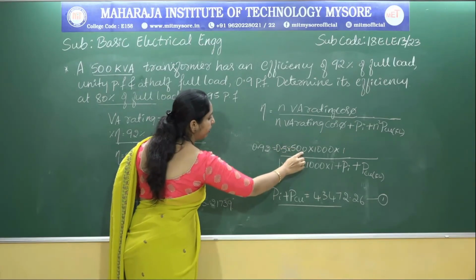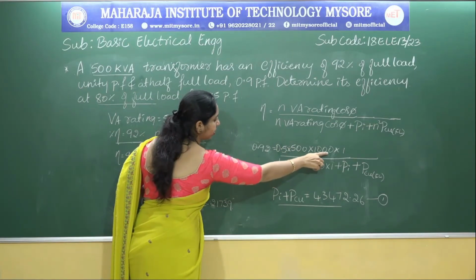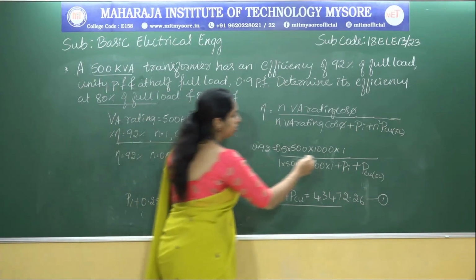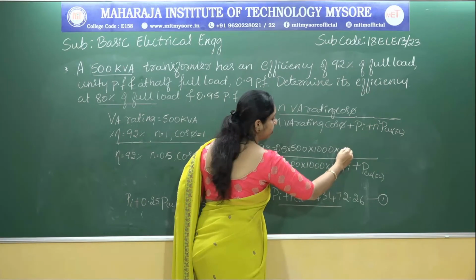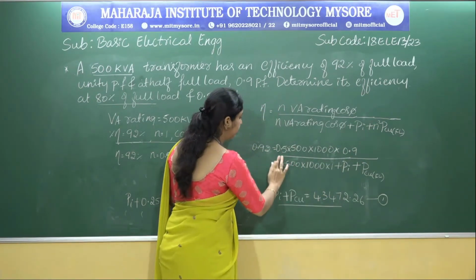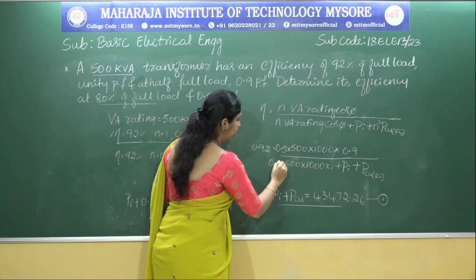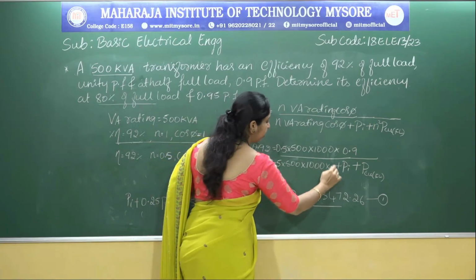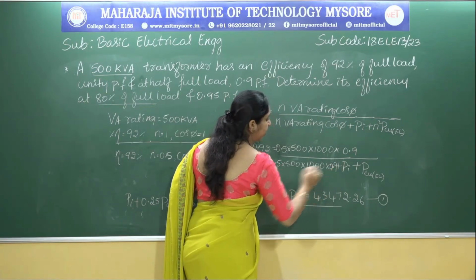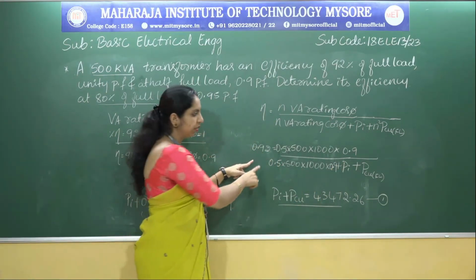Here the efficiency remains the same, which is again 92%. And here in the second case, n becomes 0.5. So 0.5 into 500 k, that is 1000 into... So what is the power factor? Power factor is 0.9. Earlier it was 1, but here we are having 0.9. So we are just replacing n as 0.5 and the power factor as 0.9, and simplify the same expression.